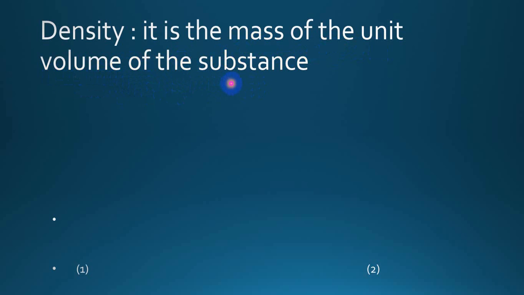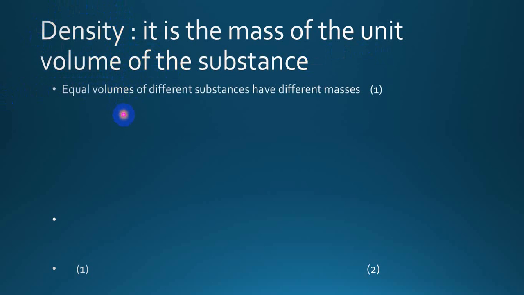Okay, the iron cube that we have already calculated its mass and its volume. The volume of our iron cube was 1 centimeter cube. 1 centimeter cube means the unit volume of it. The unit volume means 1 centimeter cube. We take the 1 centimeter cube and calculate the mass of it, so we can define the density.